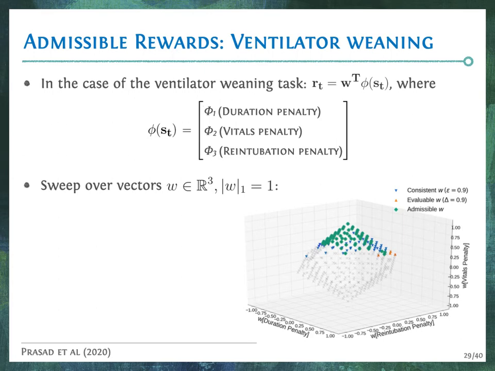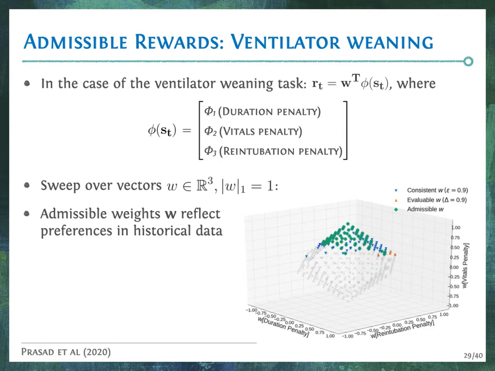We see here that these are clustered at large weights on the vitals penalty term, that is, on physiological instability while off the ventilator. This basically has the effect of favoring policies that are conservative in weaning patients, and suggests that admitted weights seem to reflect the biases or preferences in the behavior seen in the batch data.